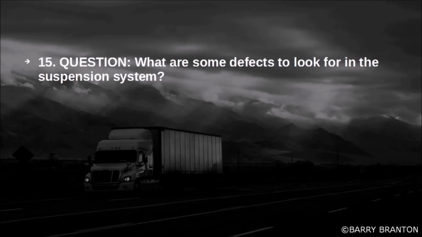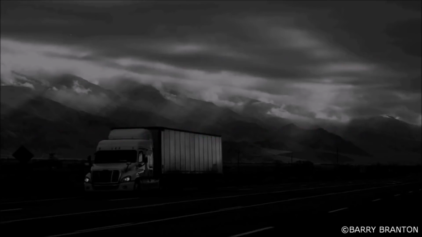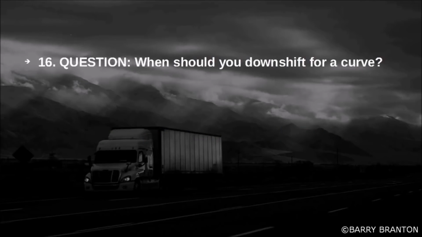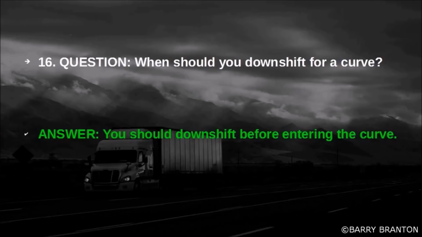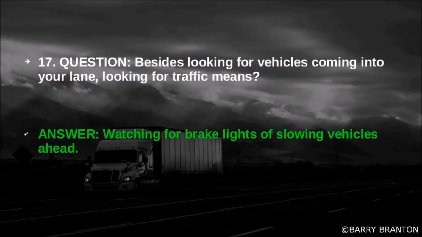What are some defects to look for in suspension system? Spring hangers that are cracked or broken. When should you downshift for a curve? You should downshift before entering the curve. Besides looking for vehicles coming into your lane, looking for traffic means watching for brake lights of slowing vehicles ahead.